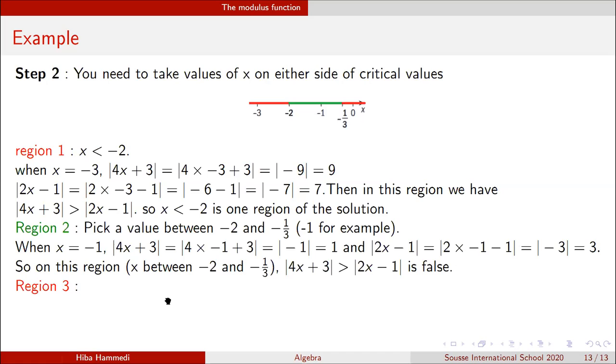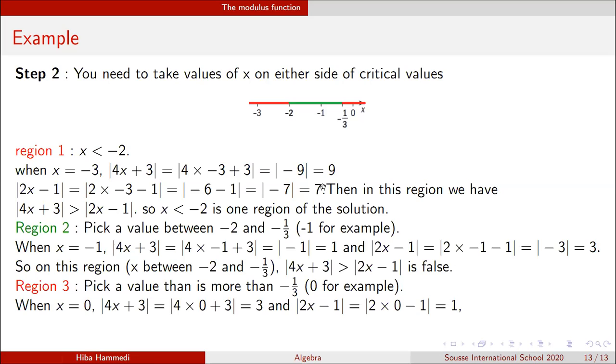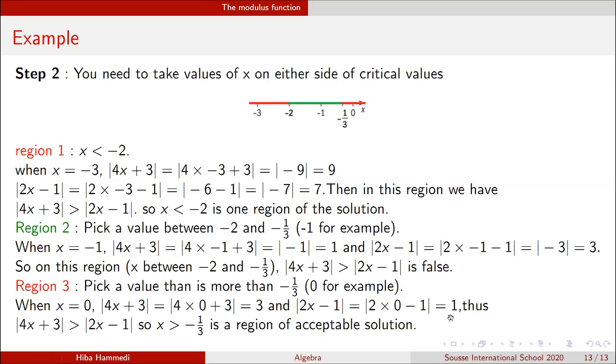I will do the same thing for region 3. I pick a value that is more than -1/3, for example 0, which is a nice value, and substitute in both expressions. When x is equal to 0, the modulus of 4x plus 3 is equal to 3, and the modulus of 2x minus 1 is equal to 1. Well, 3 is more than 1, so this is part of the solution. I need to keep this region.